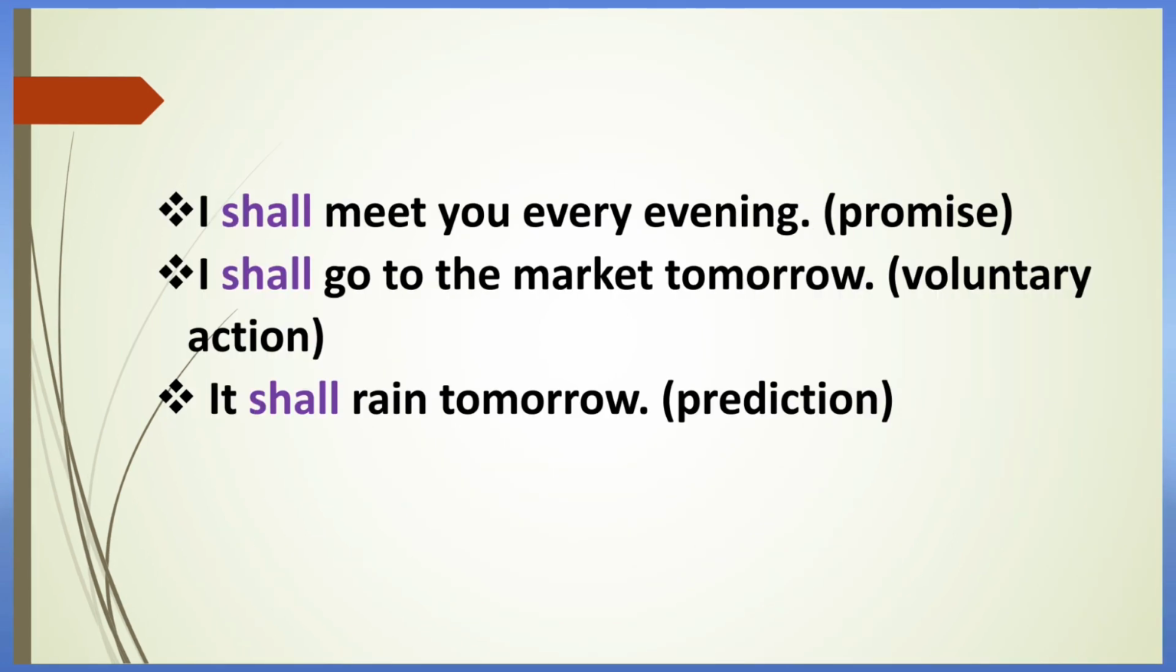Look at the same example we used for will. The first point is shall can be used interchangeably with the modal will. I shall meet you every evening. It's a promise. I shall go to the market tomorrow. Voluntary action. It shall rain tomorrow. It's a prediction. The same set of sentences, but the modal shall is used interchangeably with will. This is one set of examples. Let me move to the next set.